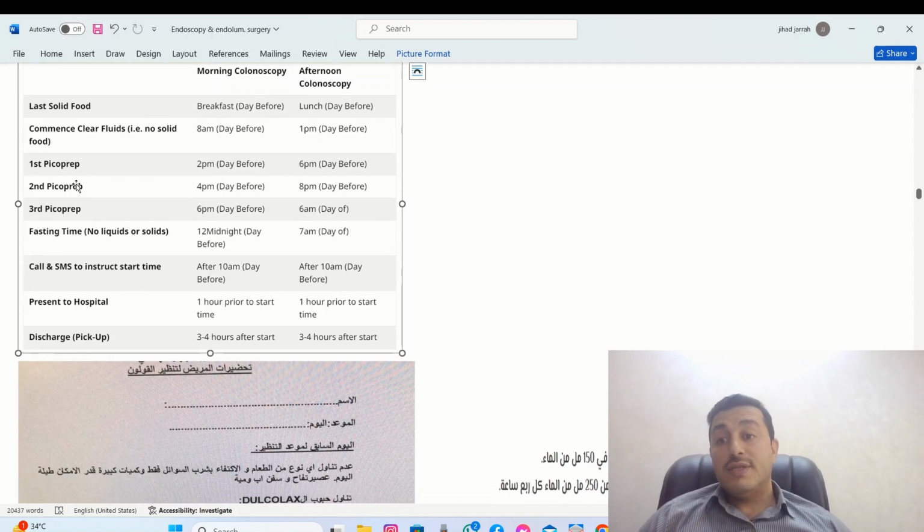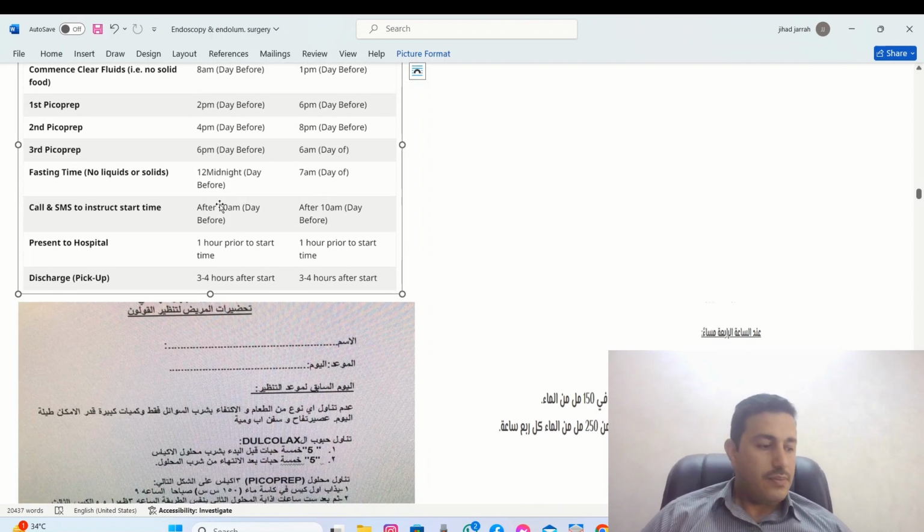And he should start the bowel preparation agent the day before the colonoscopy. This is the Pico Prep. I will show you what it contains. It is actually separated not into 2 doses but into 3 doses. First dose of Pico Prep at 2 p.m., second dose at 4 p.m., third dose at 6 p.m.